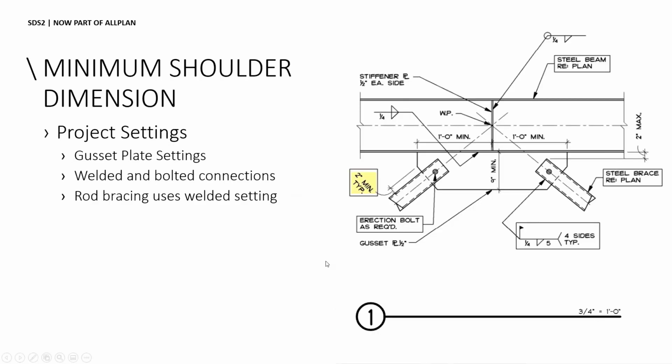So the last topic that we'll cover today is this minimum shoulder dimension. I've given a design example on the right. I've highlighted this 2-inch minimum typical dimension here that we see a lot.